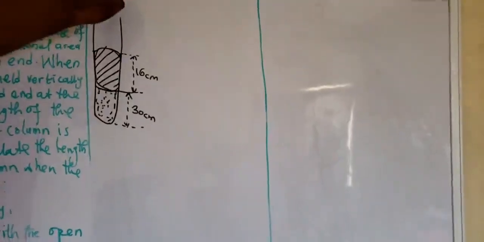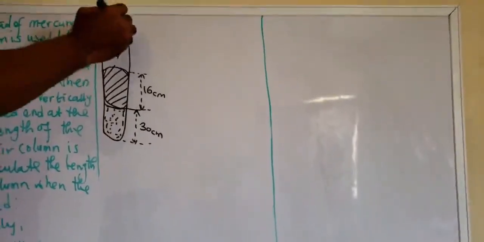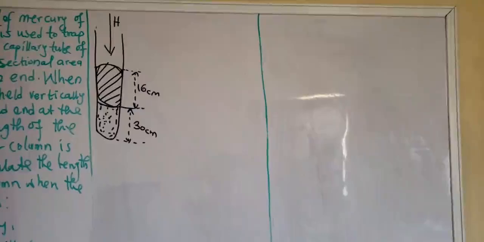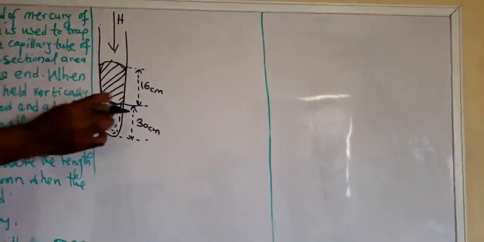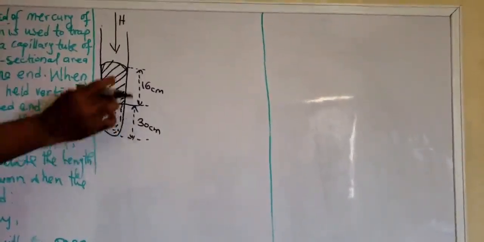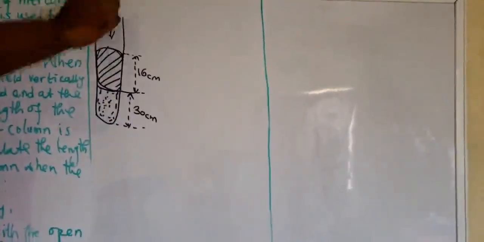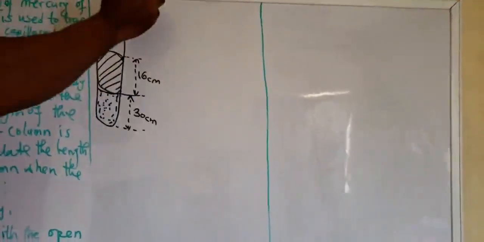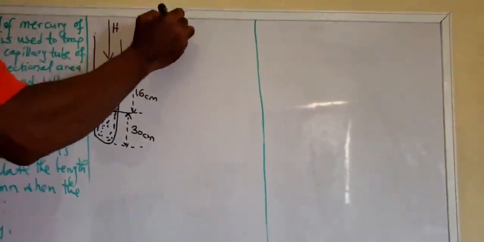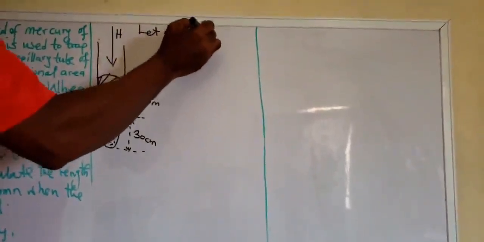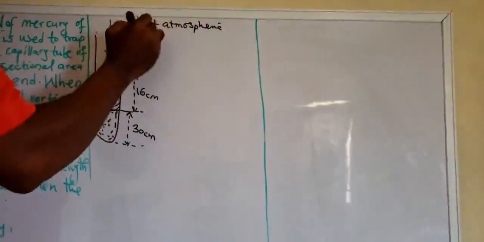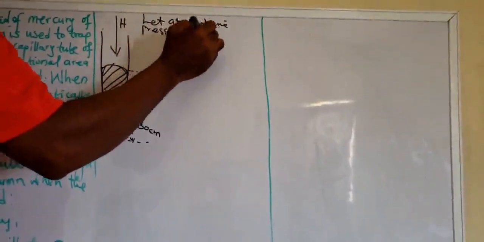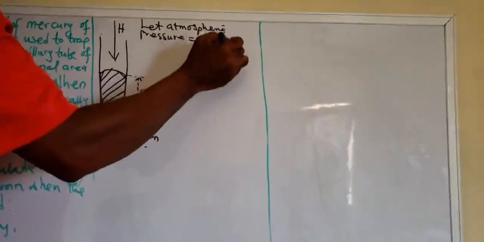Now this is atmospheric pressure pushing down. So this is what the tube setup looks like. This is gas, which is air, exerting pressure here. This is atmospheric pressure exerted here. Then there is a pressure due to this mercury column. So we say let atmospheric pressure be equal to 76 centimeter mercury.